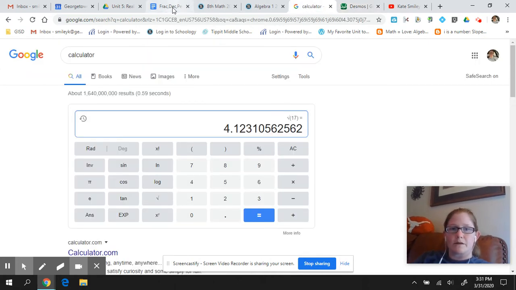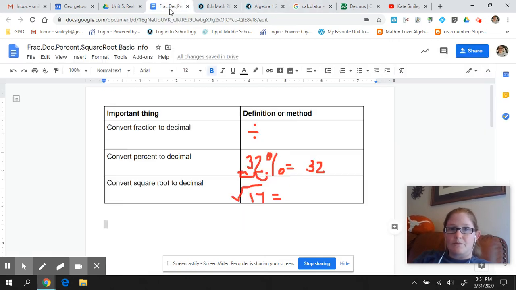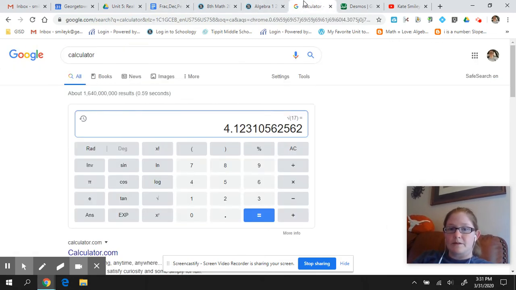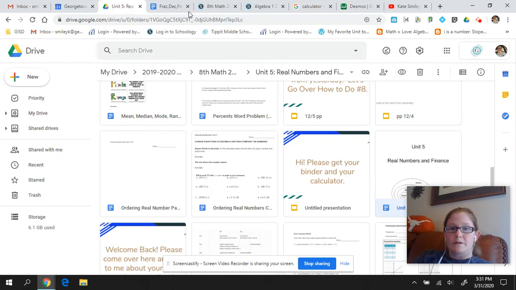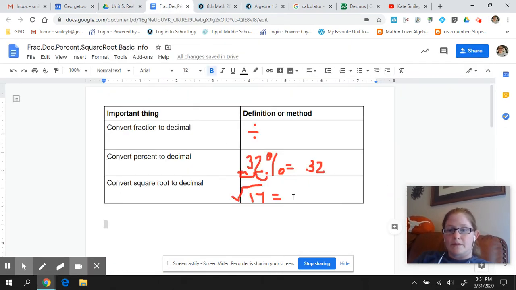Go to your calculator on your phone. Sometimes it will have a little 2 right here where your square root sign is. That is still the one that you want. So square root of 17 we said was 4.123. And then you would write in 4.123.